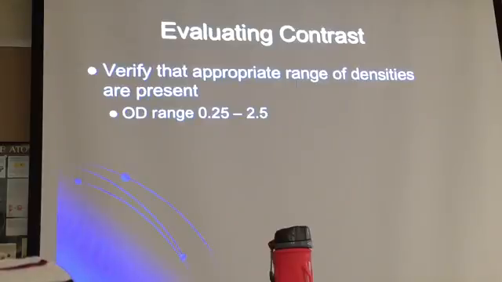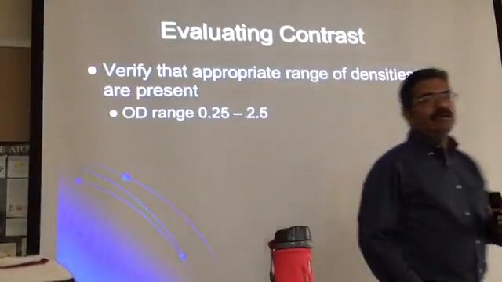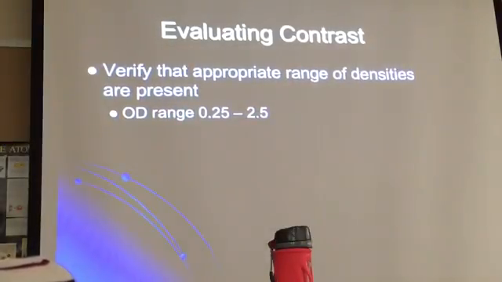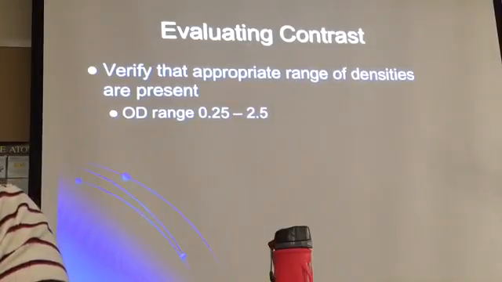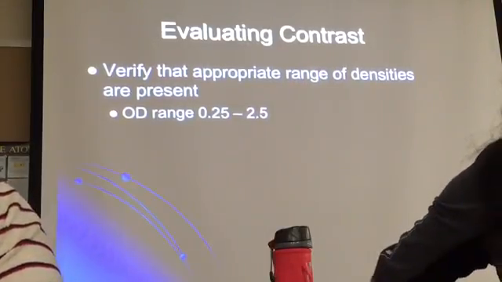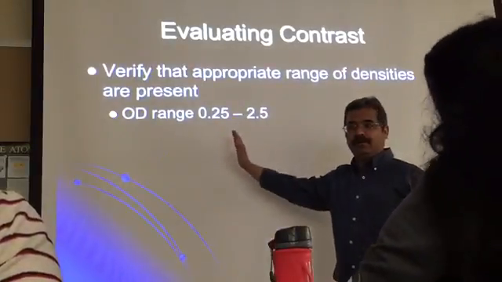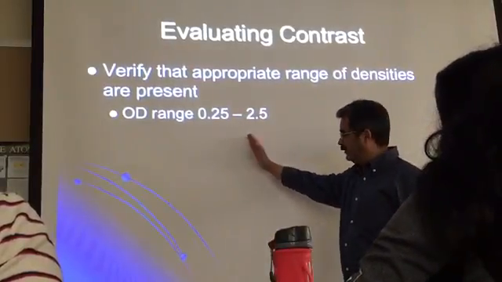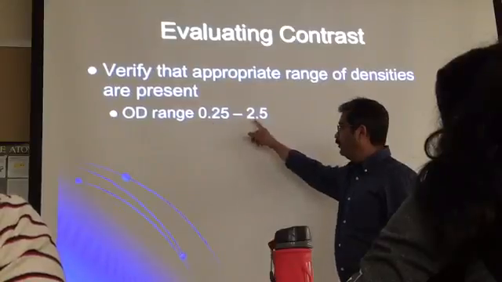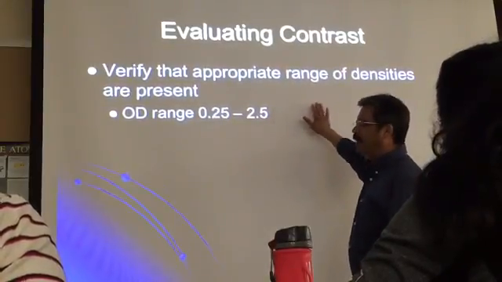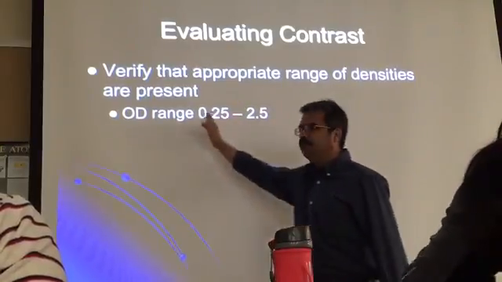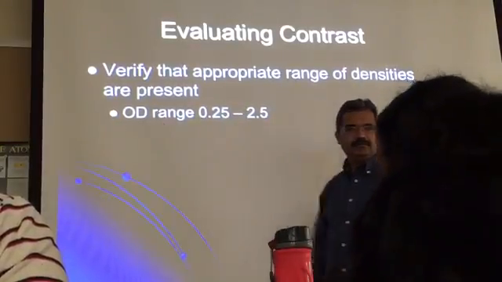Okay, so evaluating contrast. Verify that an appropriate range of densities is present. With radiographic film, the optical density range will go from approximately 0.25 to about 2.5. I said this before. Okay, and so you can have scales going from here to here, and that's what is visible to us. Anything above this is too dark. Anything below here is too light. Okay.